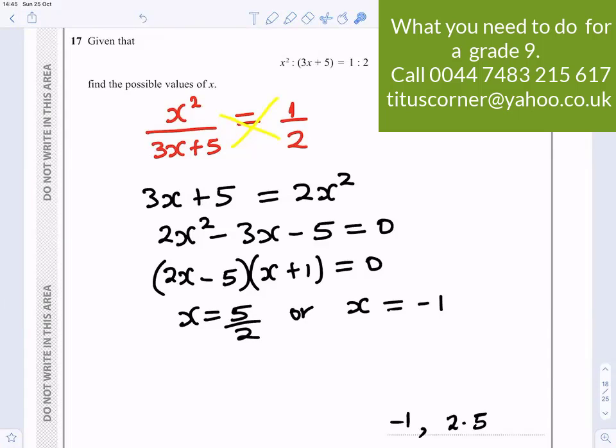The main thing here is to remember the first part where the two ratios x squared divided by 3x plus 5 equals to 1 divided by 2. This part to factorize, put into two brackets. That technique is good to learn. This comes in lots of exam questions where you're asked to factorize. So you have to learn how to factorize from there to there.